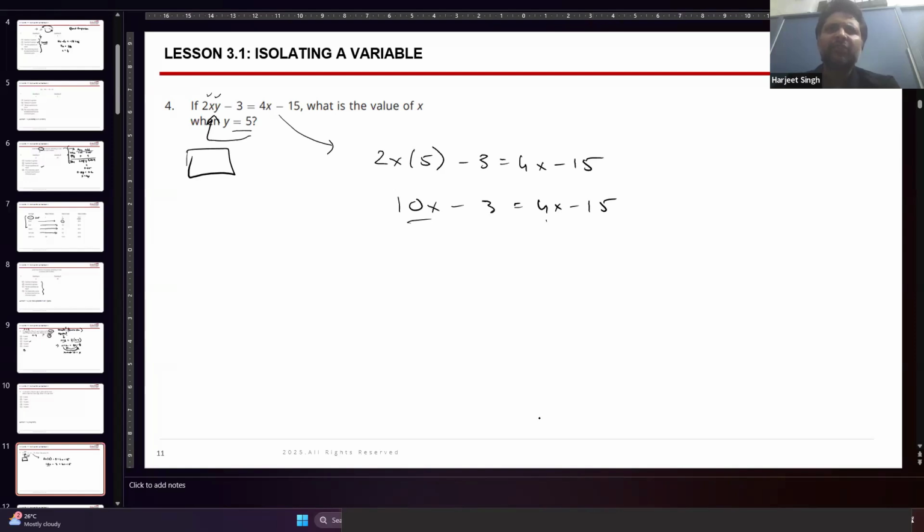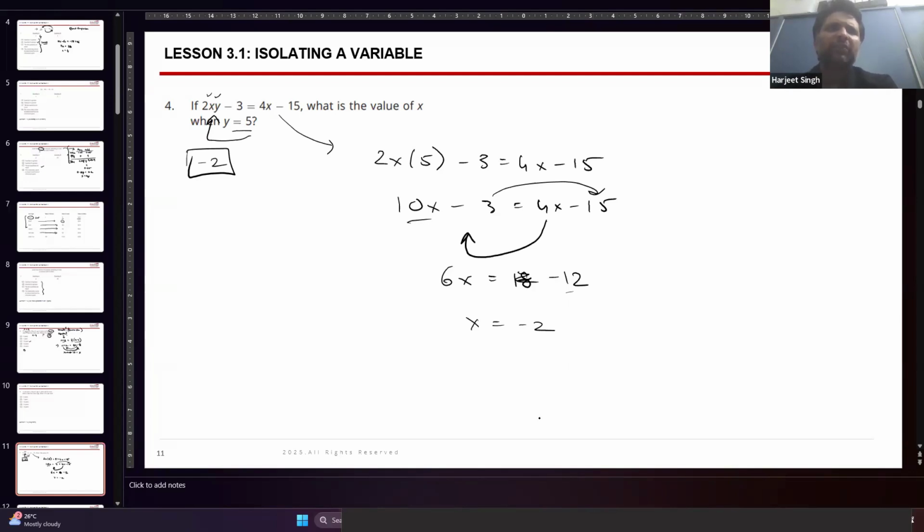So 10x minus 3 equal to 4x minus 15. This coefficient is higher, so I bring this term on this side and the constant on the other side. So this becomes 6x equal to, rather, it is minus 15 plus 3, so it is minus 12. So x equal to minus 2. Just be careful while transferring the terms. When minus 3 goes on the other side, it becomes plus. So minus 15 plus 3 is minus 12. This is 6x and x is minus 2. So this is the answer.